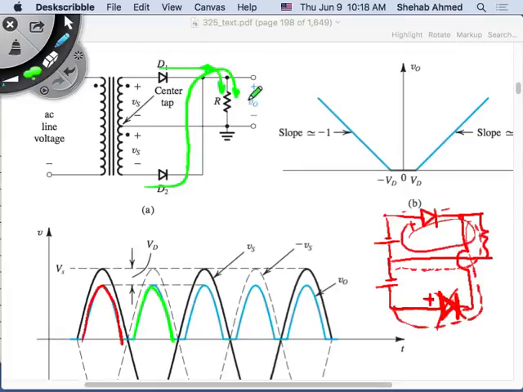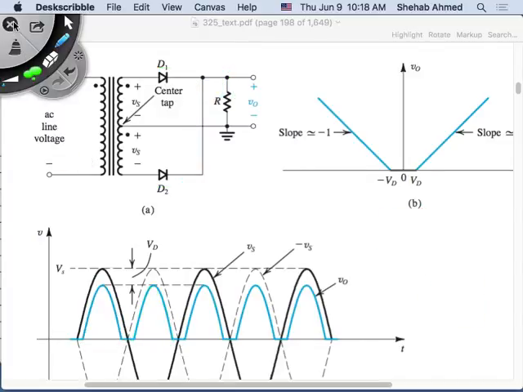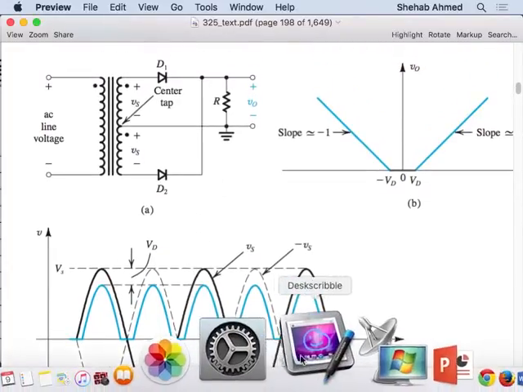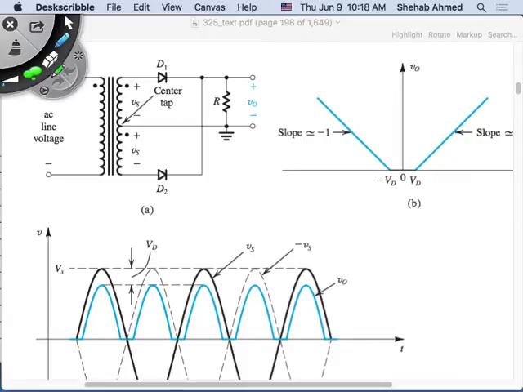Is the output ever going to change polarity? No. The output will never change polarity because you never change the direction of current flow in the resistor, which is your output voltage here. We have cases where we have two diodes that are off. Not this one, the next one.